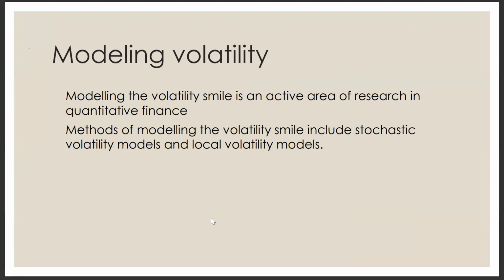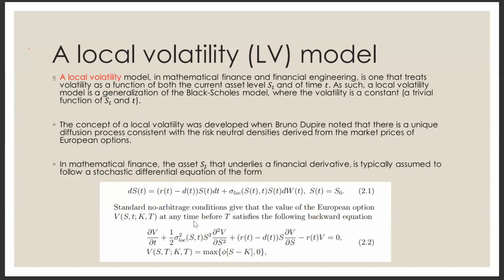How we can model volatility, or how we can improve the Black-Scholes formula in more sophisticated ways, to get a model where the volatility will not be constant. There are two main models, called local volatility and stochastic volatility models. First, local volatility models.